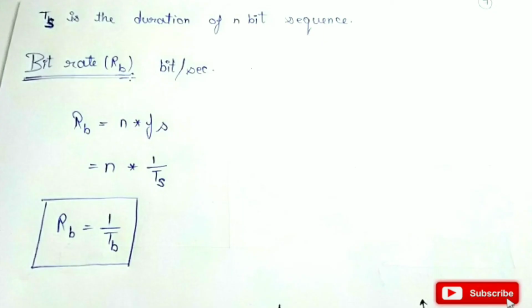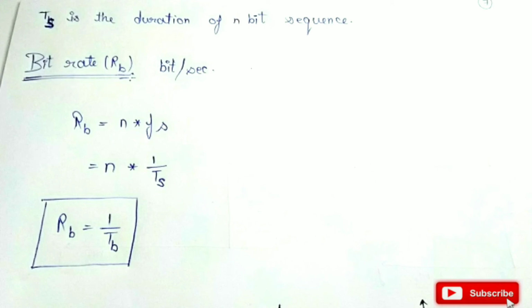RB is the bit rate. We define it as how many bits we are using in 1 second, and we define it as the number of bits per sample multiplied by samples per second. To define one sample, the number of bits we are using is denoted as n, and in 1 second, the number of samples we are using is the sampling rate, which we denote as fs.